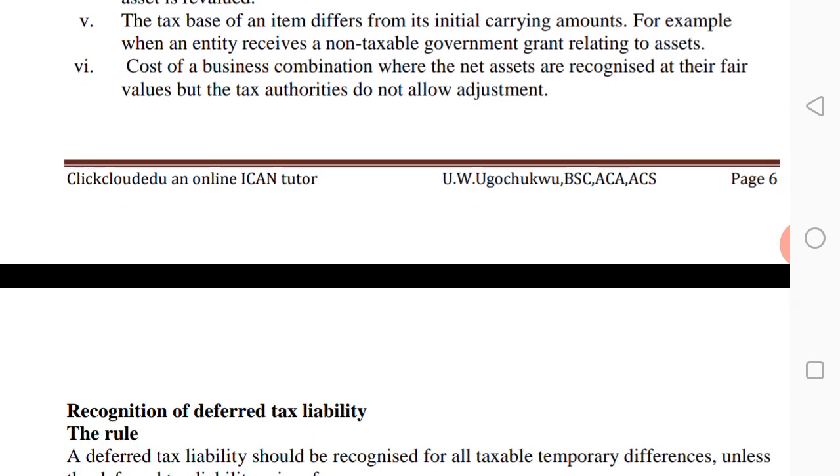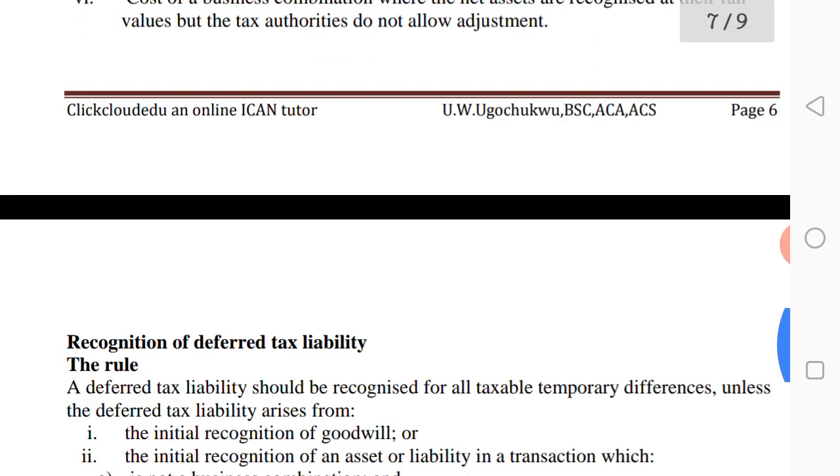Then the cost of a business combination, yes, the cost of a combination will also lead to a temporary difference that we adjusted for fair value. So fair value will also lead to a temporary difference.